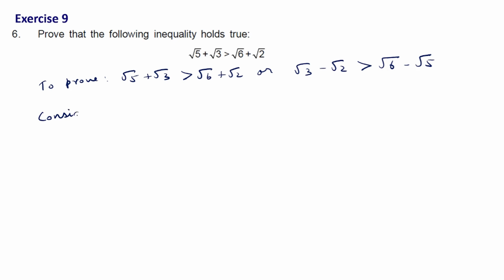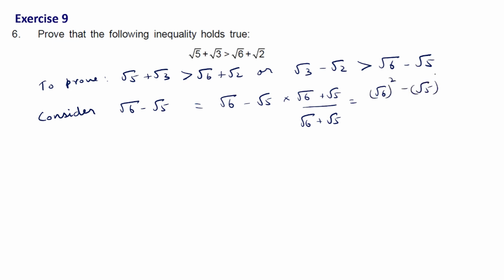First let us consider √6 - √5. We can write it as (√6 - √5)(√6 + √5)/(√6 + √5), multiplying and dividing by √6 + √5. So here it is of the form (a - b)(a + b), which is a² - b². So it is ((√6)² - (√5)²)/(√6 + √5). So here square and root will go, and we will have 1/(√6 + √5). Let us take this as 1.